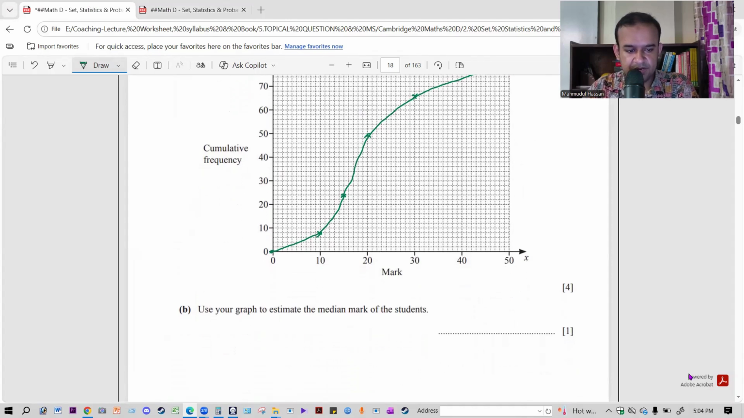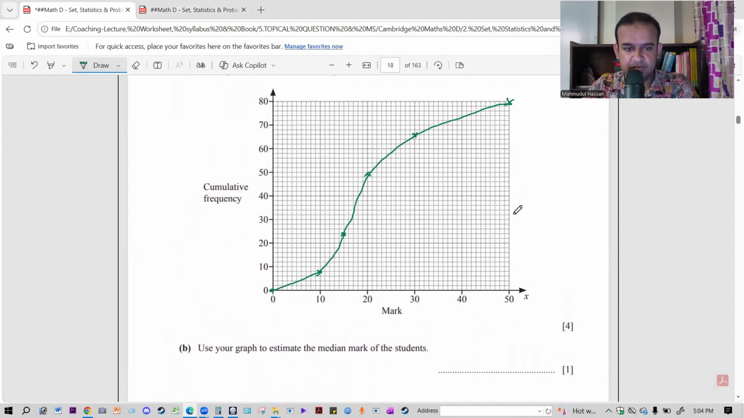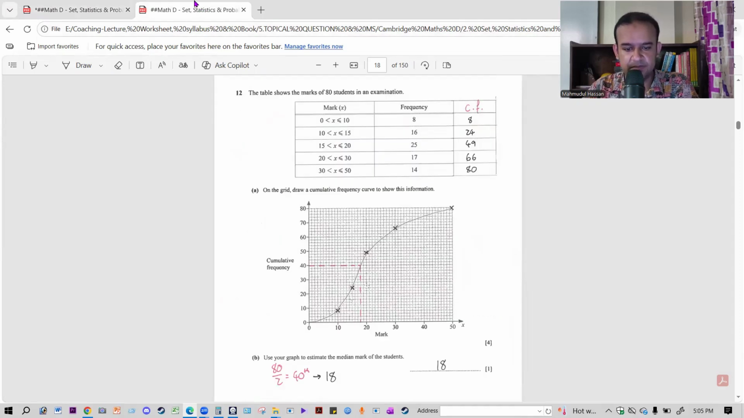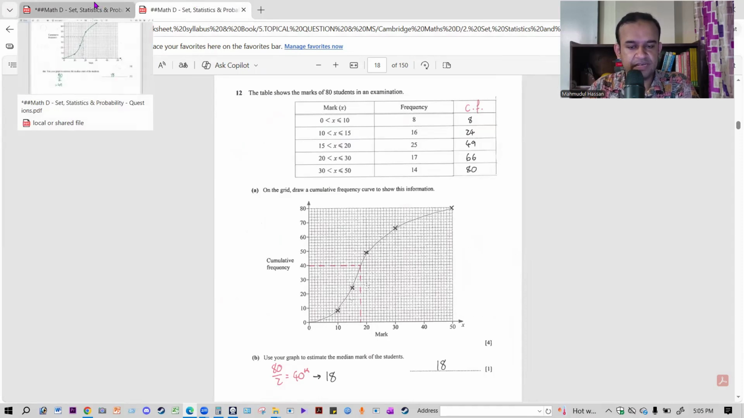Now, in part B, use your graph to estimate the median mark of the students. Now you need to find the median mark. Here it will be an estimated value, so the value may be a little off. So let's check. There are 80 students. 80 by 2, 40. The mark at the 40th position is the median. So this is the mark, 11, 12, 13, 14, 15, 16, 17, 18. So the median mark is 18. Yeah, it matched perfectly. So that is how you find values from a cumulative frequency curve, and that is how you draw a cumulative frequency curve.